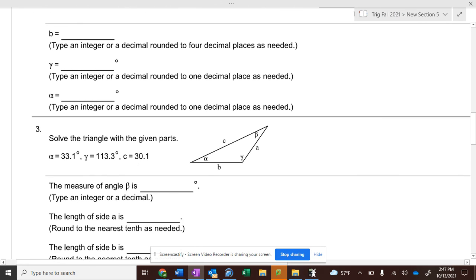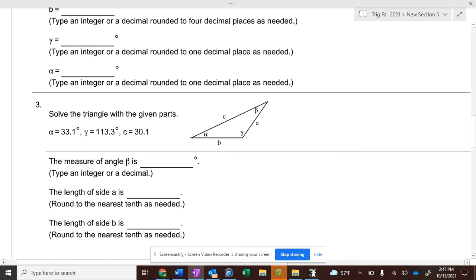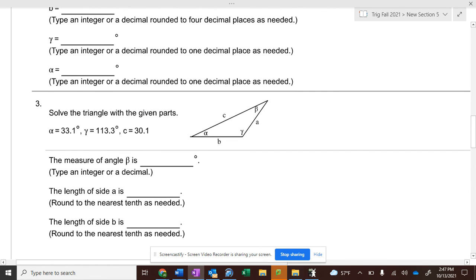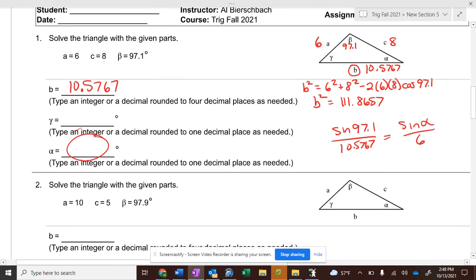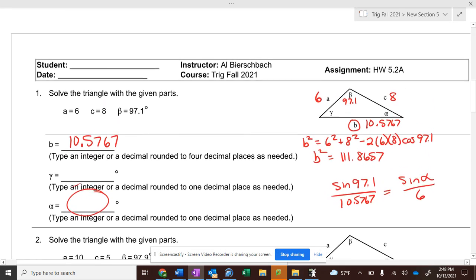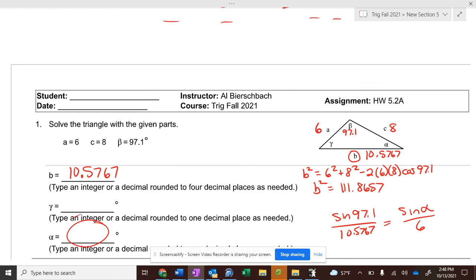Number 2 is the same way. Number 3 is angle, side. So that's law of sines. I think that's a law of sines review one because we're given 2 angles and a side. So this is just a little introduction into the law of cosines.